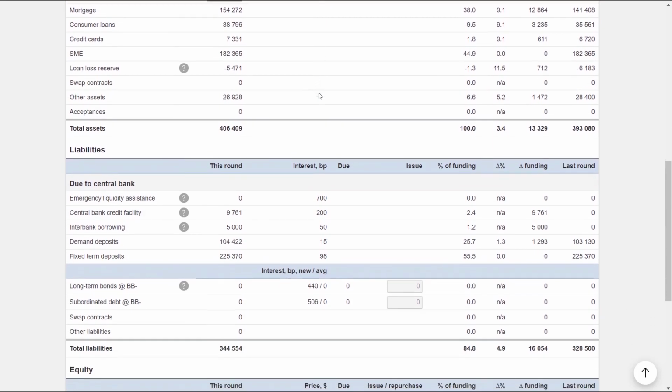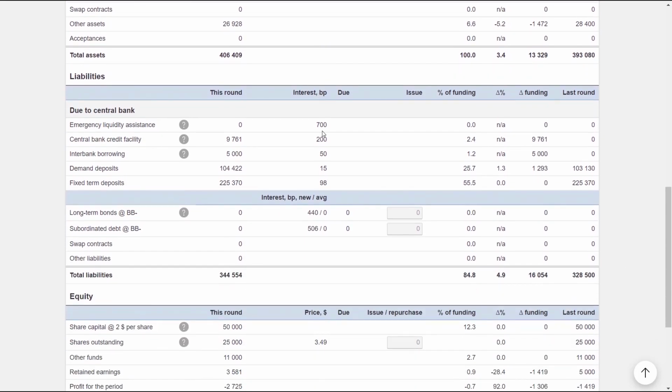And then on the other hand, if we don't have enough liquidity, so we have committed to sell more credits to the customers than what we have available on our balance sheet, then the system will automatically take money from the central bank credit facility. Like in this example, now we are taking some money from the central bank credit facility to keep the liquidity of the bank.